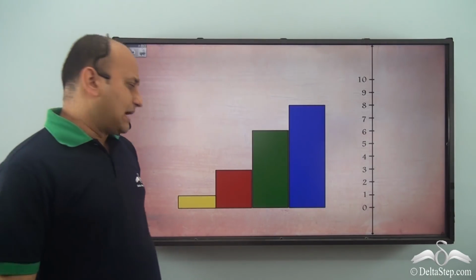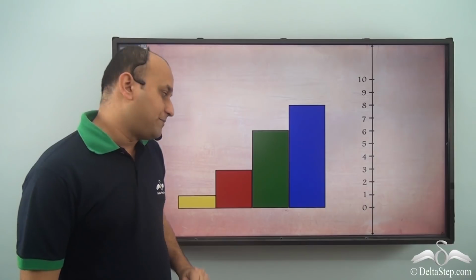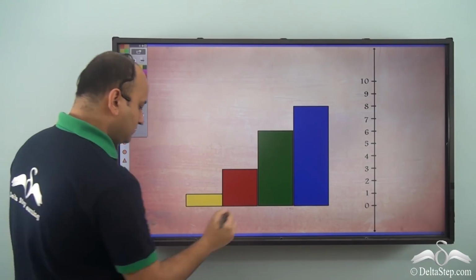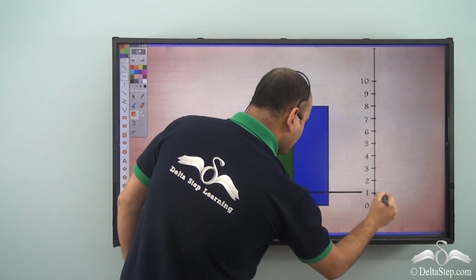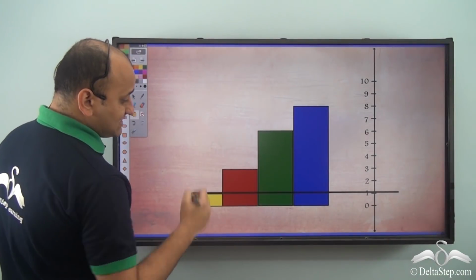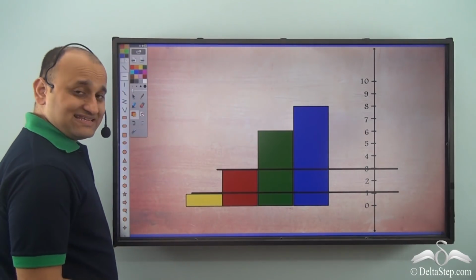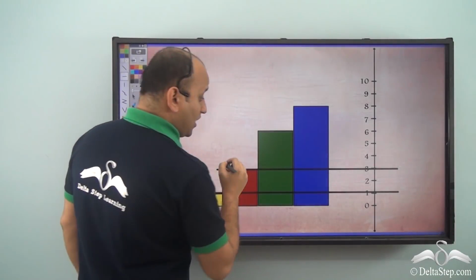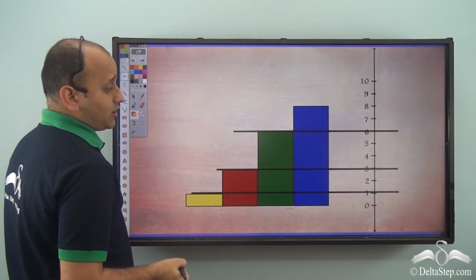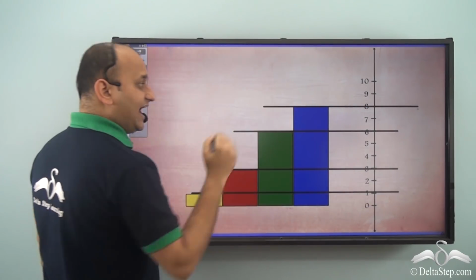Now, let's see another example. Here we have some strips of paper, 4 strips of paper of varying lengths. So, let's see the first one. Its length is 1 centimeter. Now, let's see the second one. The second one's length is 3 centimeters. Now, what about the third one? The third is 6 centimeters long. And what about the fourth one? It is 8 centimeters long.